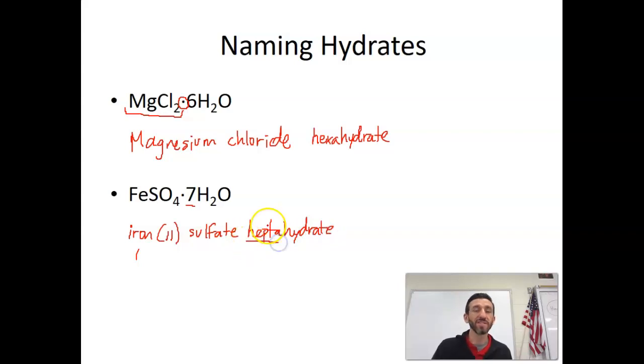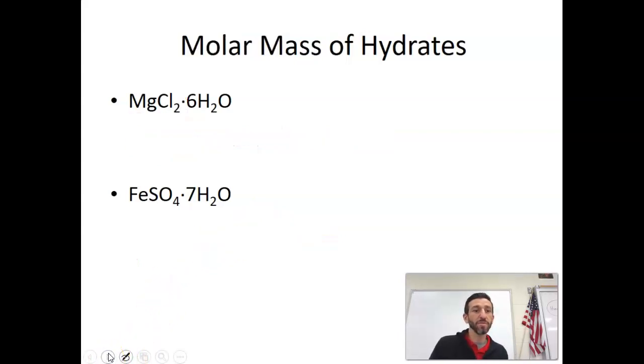So these prefixes are the same ones that we use for covalent molecules. So mono, di, tri, tetra, penta, hexa, and so forth. Okay, so that's pretty much it for naming. Let's talk about molar mass. How do we find the molar mass of these guys?